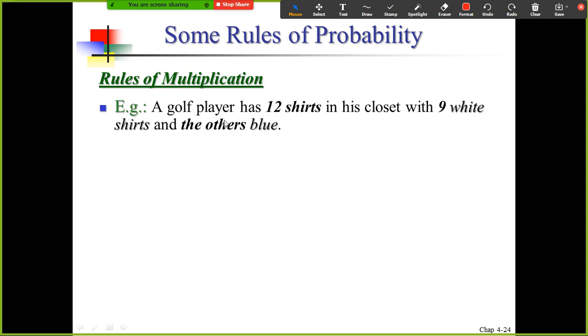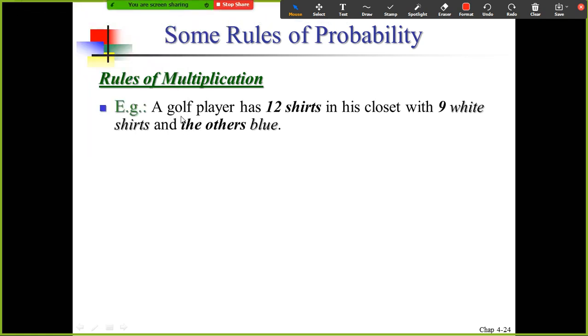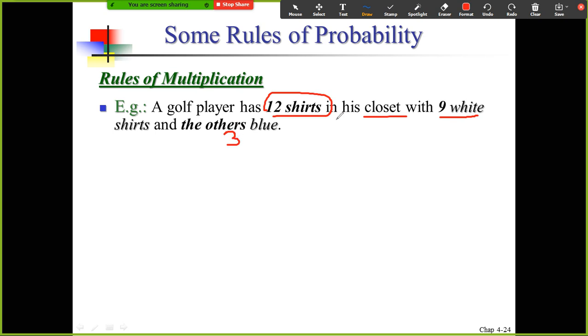Now, let's study an example. This is for the general rule, but I will make two cases, general rule and special rule, together. Look at this one. For example, a golf player has 12 shirts in his closet. Nine are white shirts, and the others are blue. How many are the others? 3. 3 plus 9 is 12. So the others are blue, that means three shirts are blue.